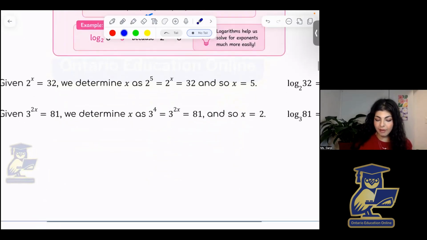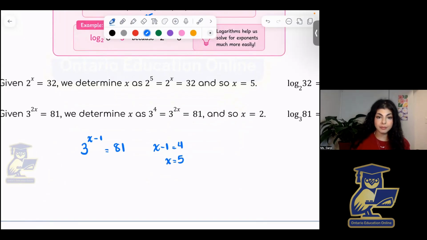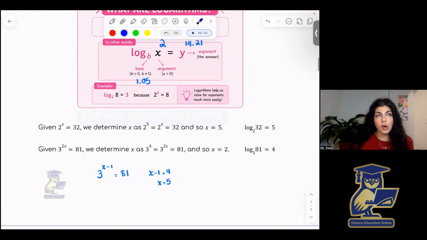You could even have 3 to the power of x minus 1 is equal to 81. You would then also see that x minus 1 would be equal to 4, so then x is equal to 5.